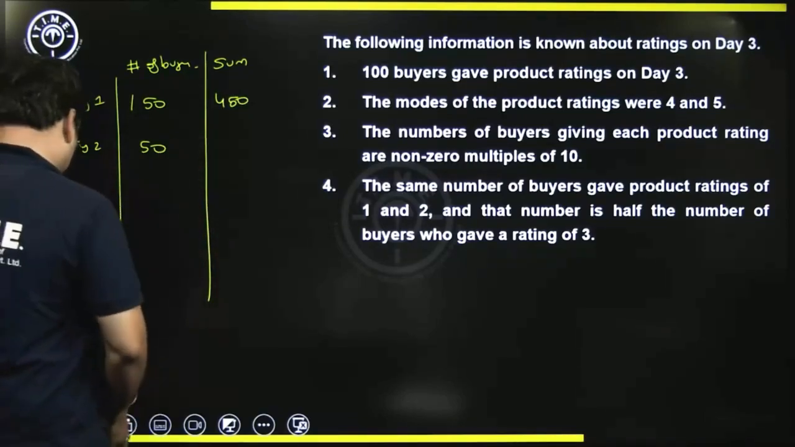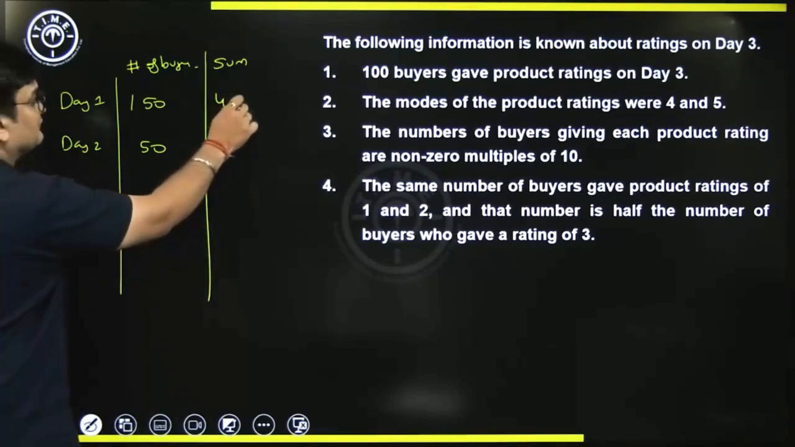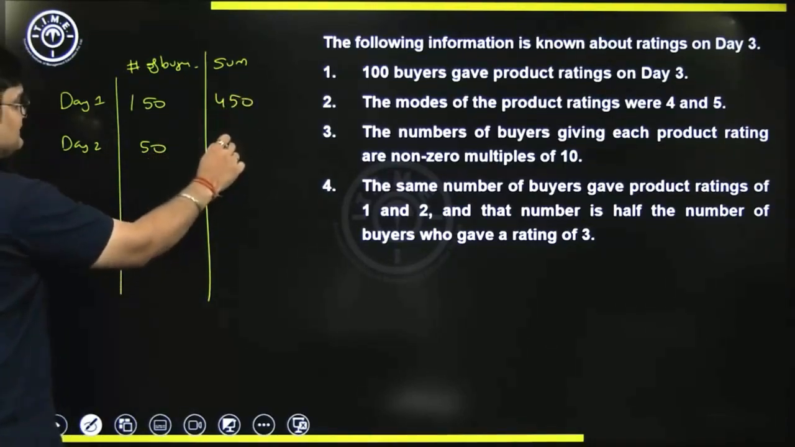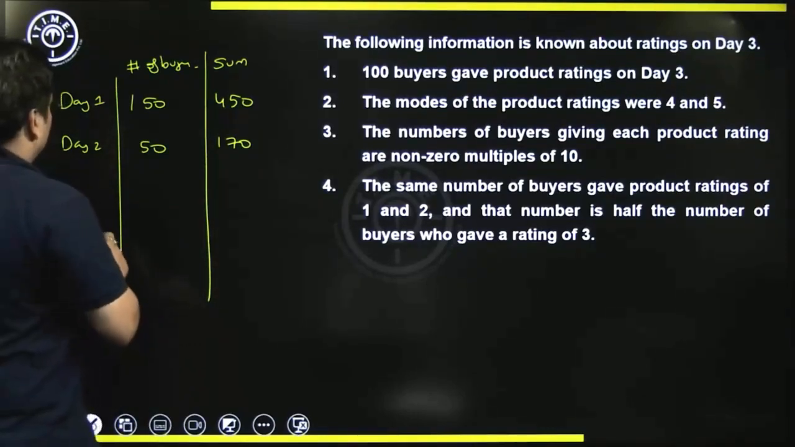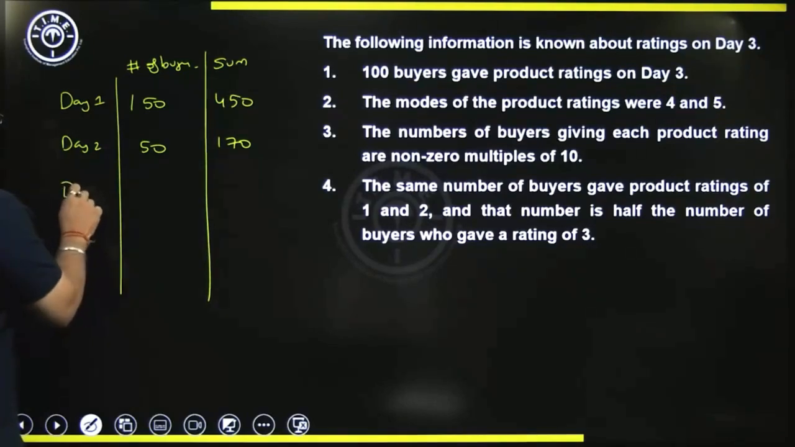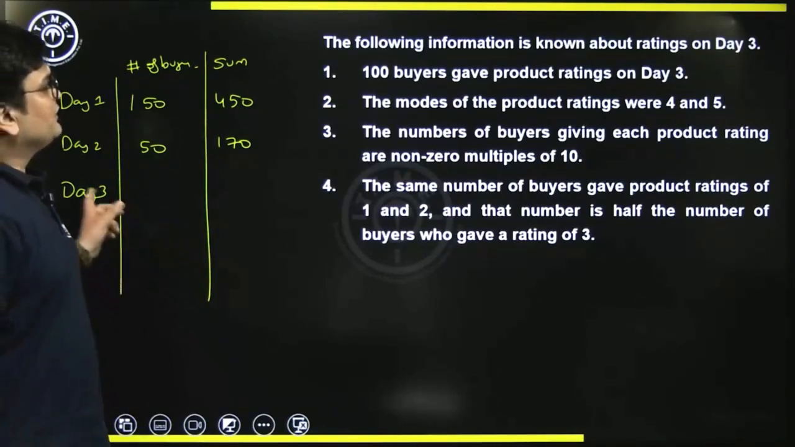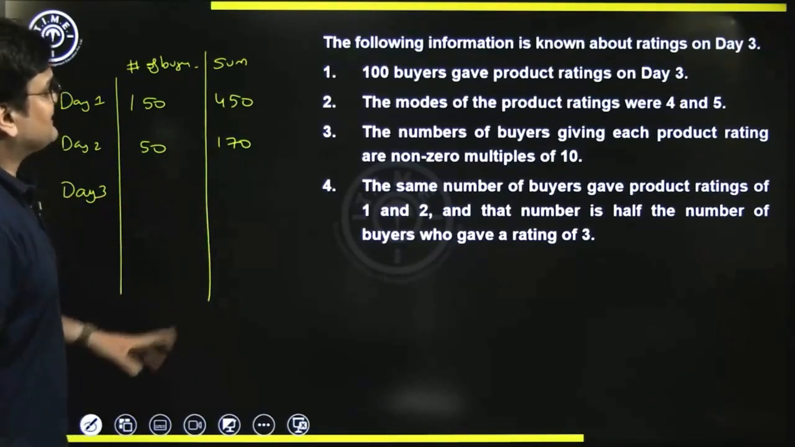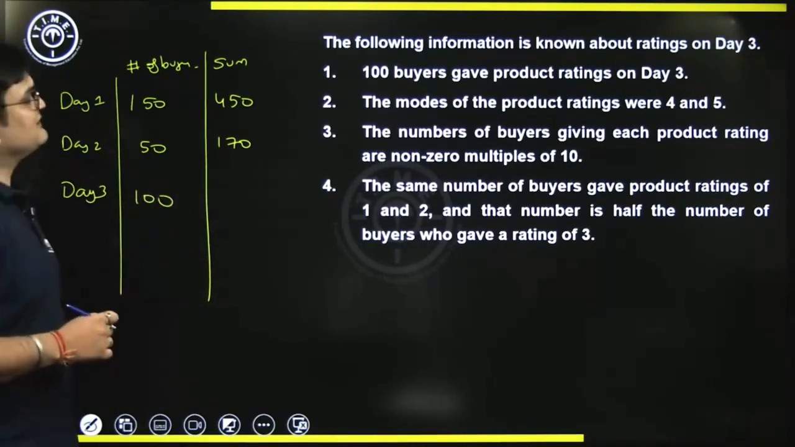and this is 170 here, right? Okay, and day 3, I think we have details about day 3 also. Yes. The following information is known about the ratings on day 3. 100 buyers gave product ratings on day 3. So this is 100 number of buyers.